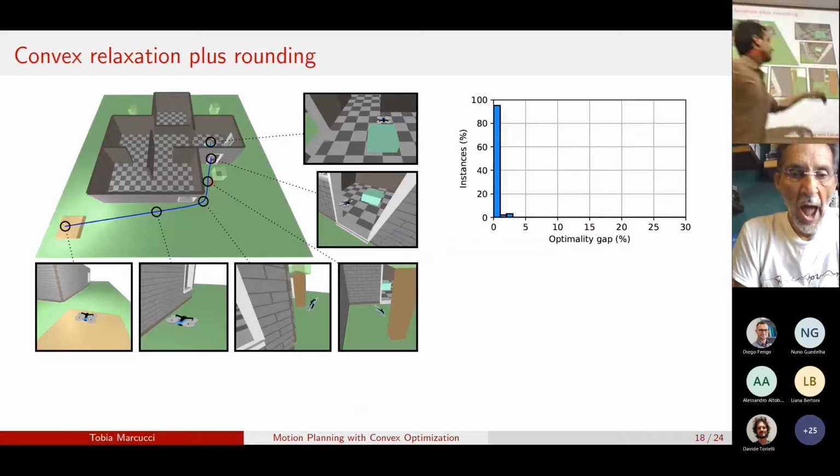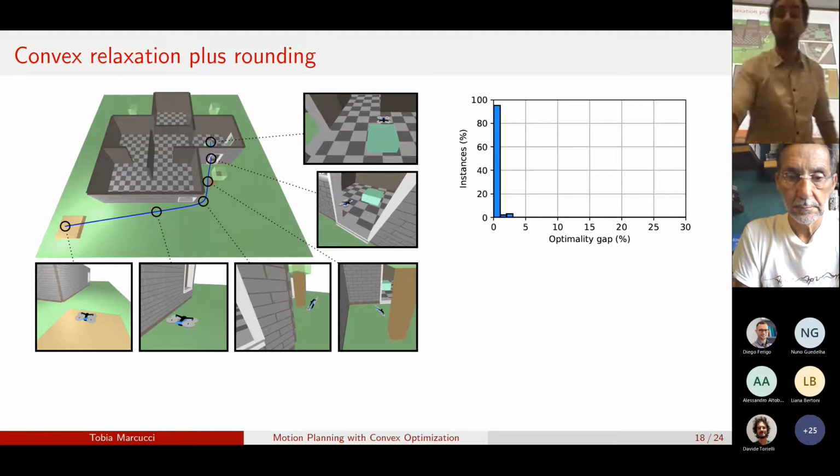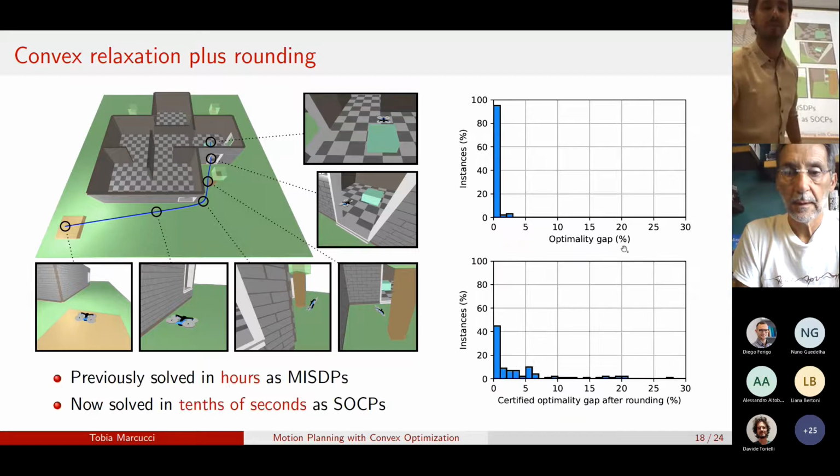These are the histograms of the results. In the first histogram, we compare the optimal cost of the rounded solution that we get compared to the global minimum. So on 95% of the buildings, through a single convex optimization, we find the global minimum. And even in the worst case, the solution we found is only 3% worse than the global minimum. So basically, we solved the problem statistically, not mathematically, but statistically.